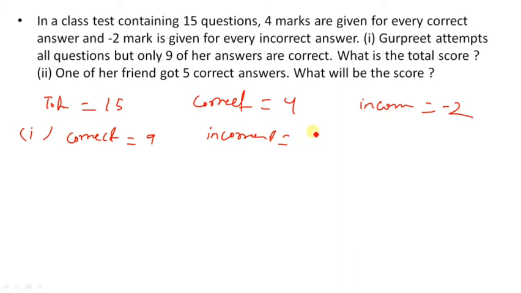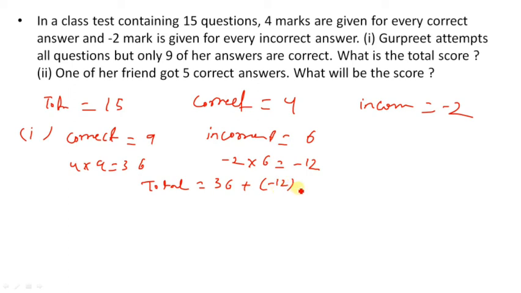Now how many marks can she get for correct answers? For every correct answer there are 4 marks. So total marks for correct answers is 4 into 9, which is 36. Now for every incorrect answer minus 2 marks. So total marks for incorrect answers is minus 2 into 6, which is minus 12. Now what will be the total mark? 36 plus minus 12. The result will be 24. So she will secure a total of 24 marks.